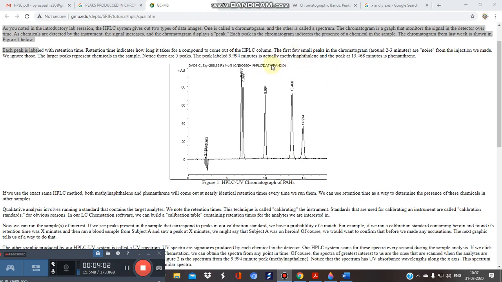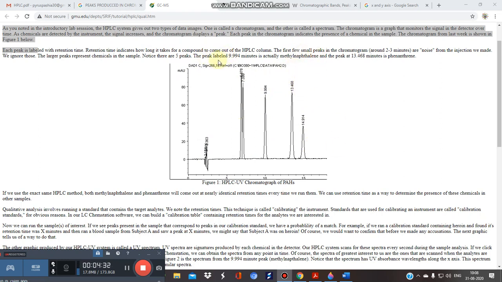See, when you first inject your sample, the first small peaks appear in the chromatogram around 2 to 3 minutes, and they are probably ignorable. The larger peaks represent the particular chemicals in a particular sample. Suppose this is an example of a chromatogram, and there are 5 peaks, 1, 2, 3, 4, 5, and they are represented by their retention times.